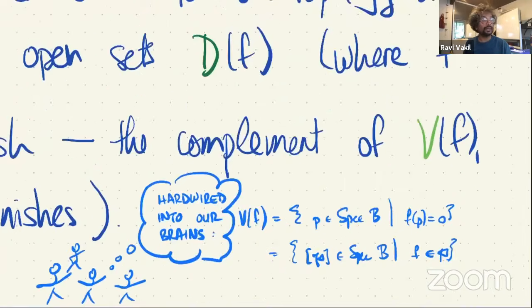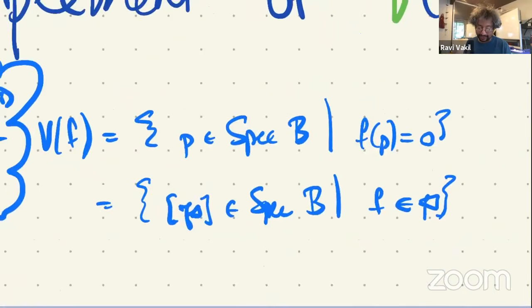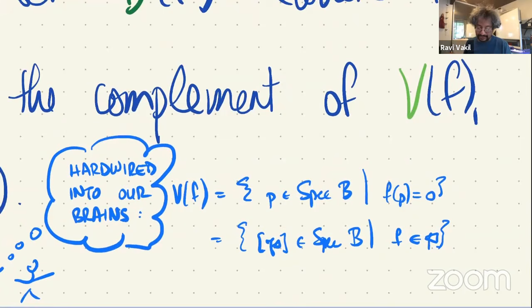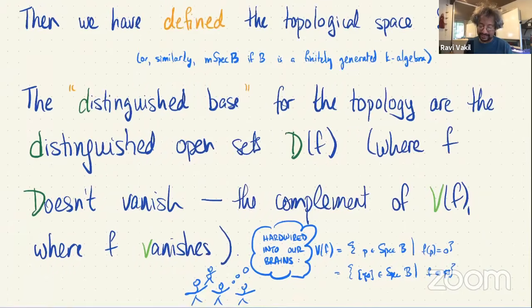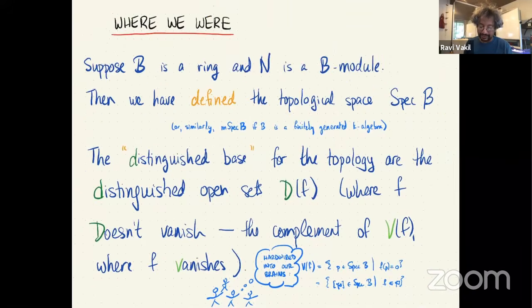Now, what I would want hardwired into your brains is that anytime you see D of F or V of F, you immediately think in the same thought that these are the points where the function vanishes, or these are the primes that the function is in, and that these are identical statements, and that you can't say one without thinking of the other.